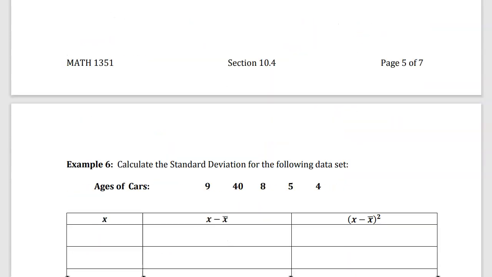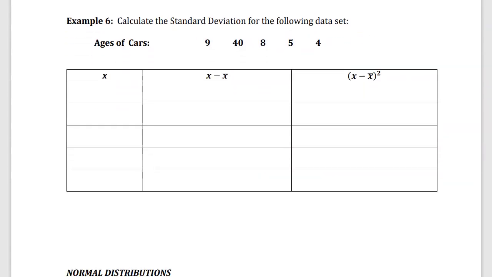Let's look at an example of this. So we have a very small data set here, ages of some cars. We've got 5 numbers. So our very first step is to find our mean. So we're going to add all 5 of these numbers up. So 9, 40, 8, 5, and 4. We add all those up, we get 66. And we divide by, not by 2, we divide by 5 because we have 5 numbers. And we divide and we get 13.2.